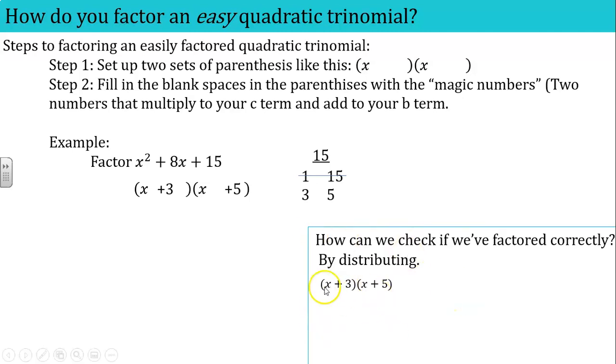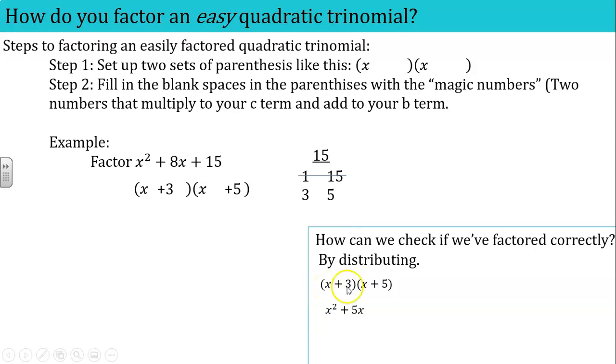So if this is our factored answer, if we wanted to double check that we've done this correctly, we could undo all of our hard work by foiling or distributing and make sure that it brought us back to this original trinomial. If it brought us back to the original trinomial, we would know that we'd done it right. So let me show you what I mean. The acronym FOIL, a lot of you are probably familiar with.